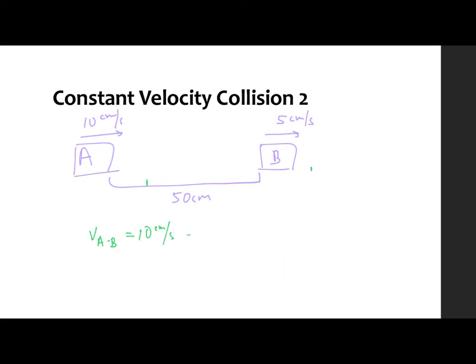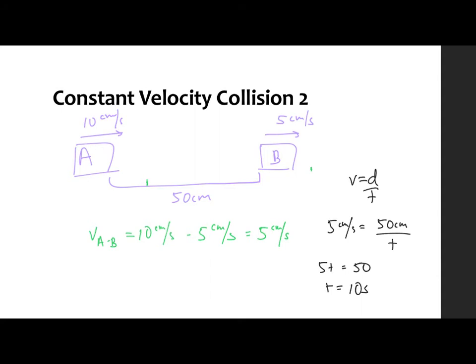So because they're going in the same direction, you have to take the difference. Altogether, they're trying to cover that 50 centimeter distance 5 centimeters per second at a time. All right? And we're still going to apply the same idea. V equals d over t. T equals 50 over 5, and so it's going to take 10 seconds before car A hits the back of car B.